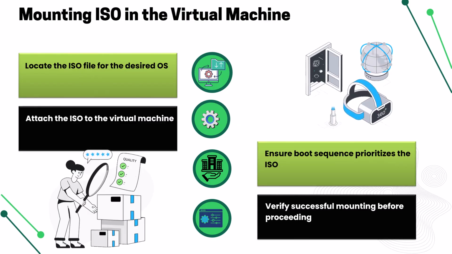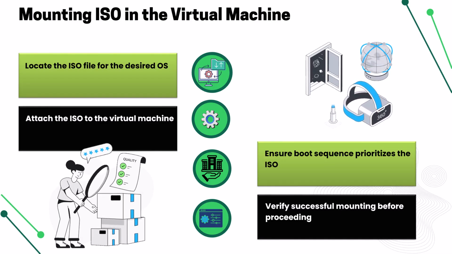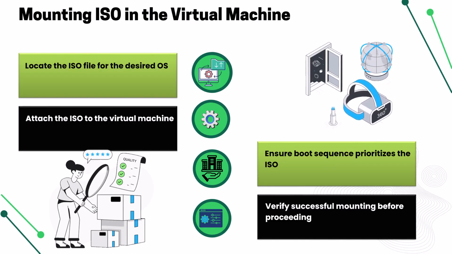Alright, let's get started with mounting the ISO. First, find your ISO file. Think of it as your digital installation CD. Next, attach it to your virtual machine, kind of like putting a CD into a drive. But wait, we need to check the boot order to make sure the VM actually starts from the ISO. Finally, double-check that everything is set up correctly before moving forward, because nothing's worse than realizing you forgot step 1.